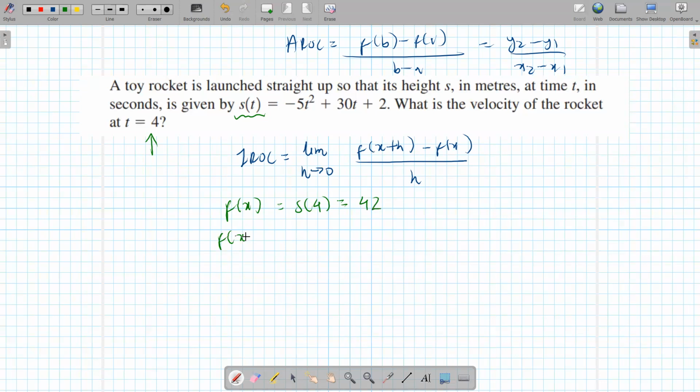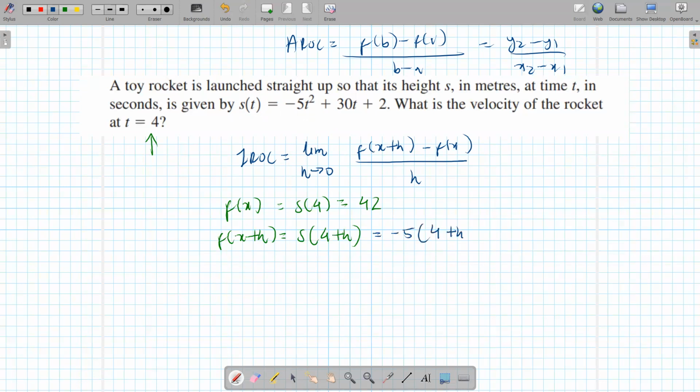We need to find f of x plus h, which in the context of this question is S of 4 plus h. The h is 0, but we can't ditch it yet. So how do we do this? Wherever you see a t, you replace that with what you see in the bracket. For S of 4, you replaced all the t's with a 4. If I asked you for S of 5, you'd replace all the t's with a 5. Now we're asking for S of 4 plus h, so you need to replace all those t's with 4 plus h.